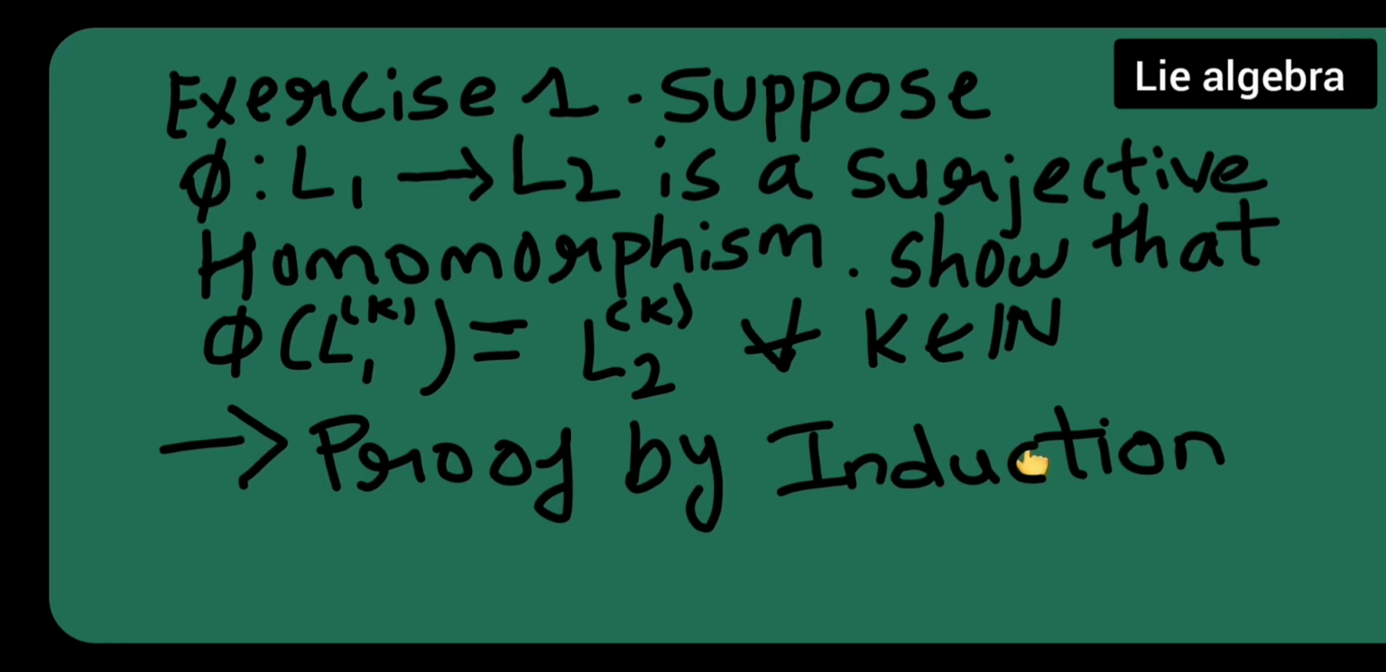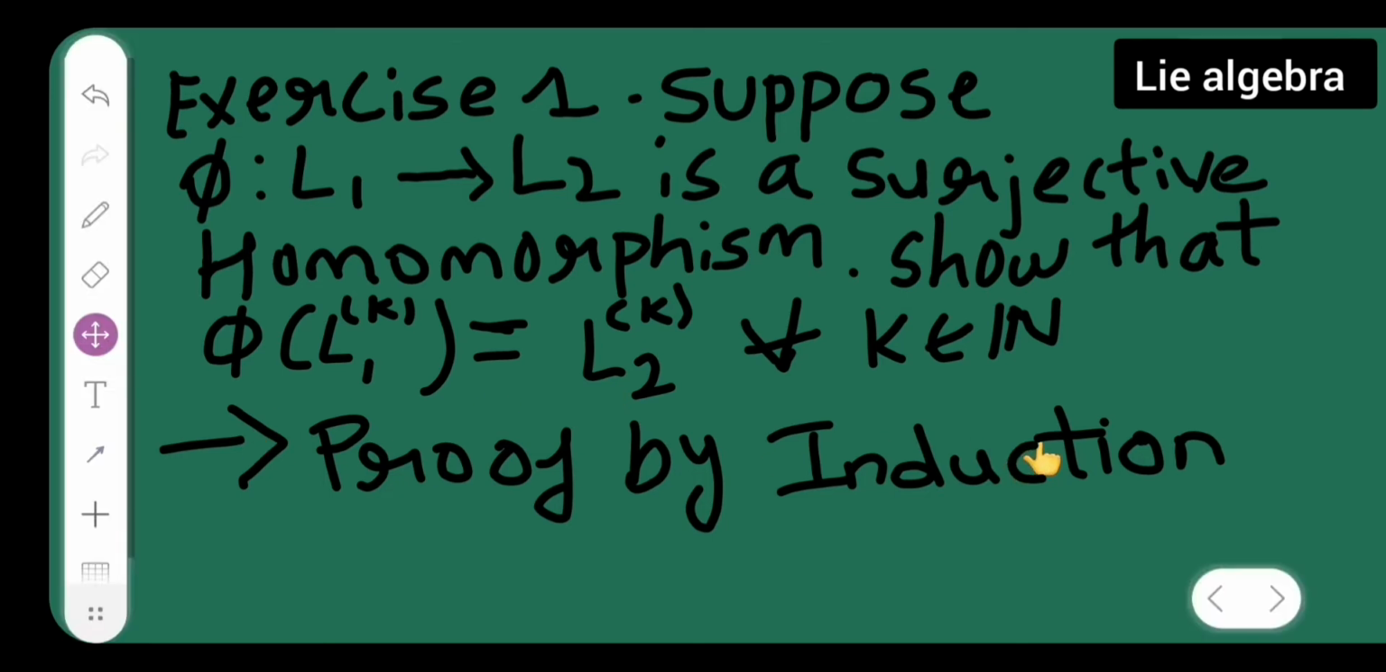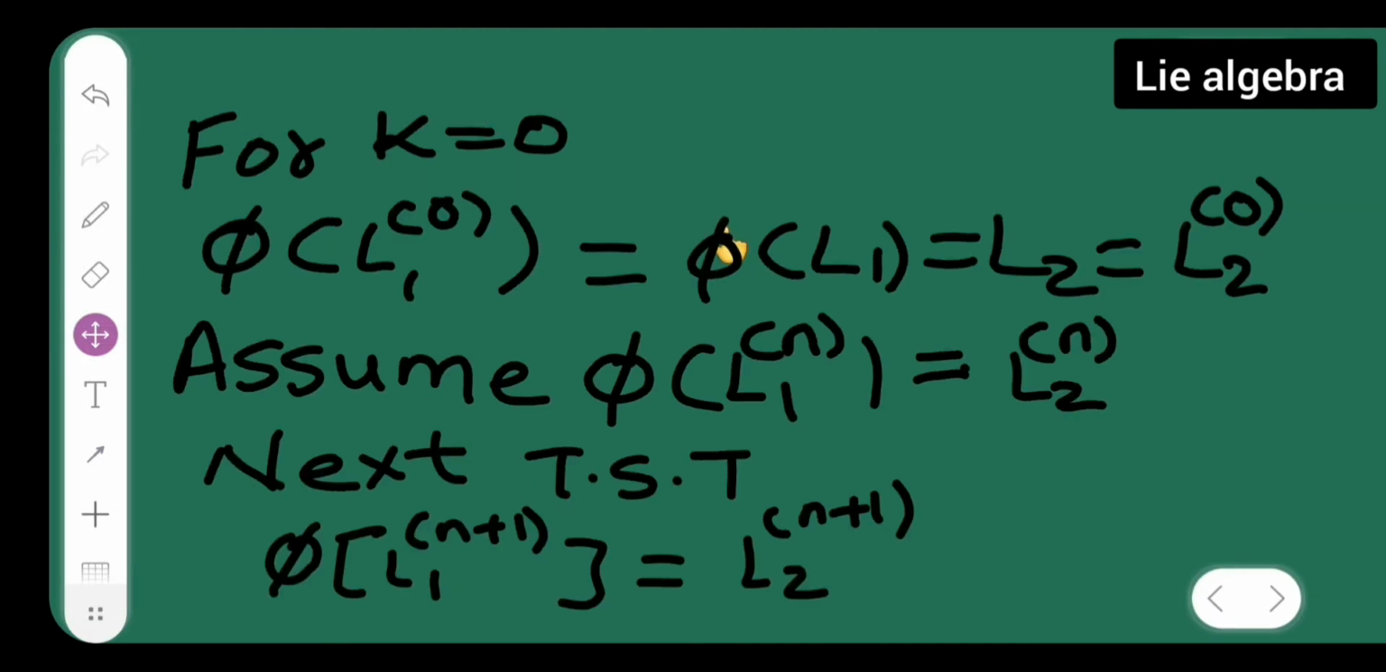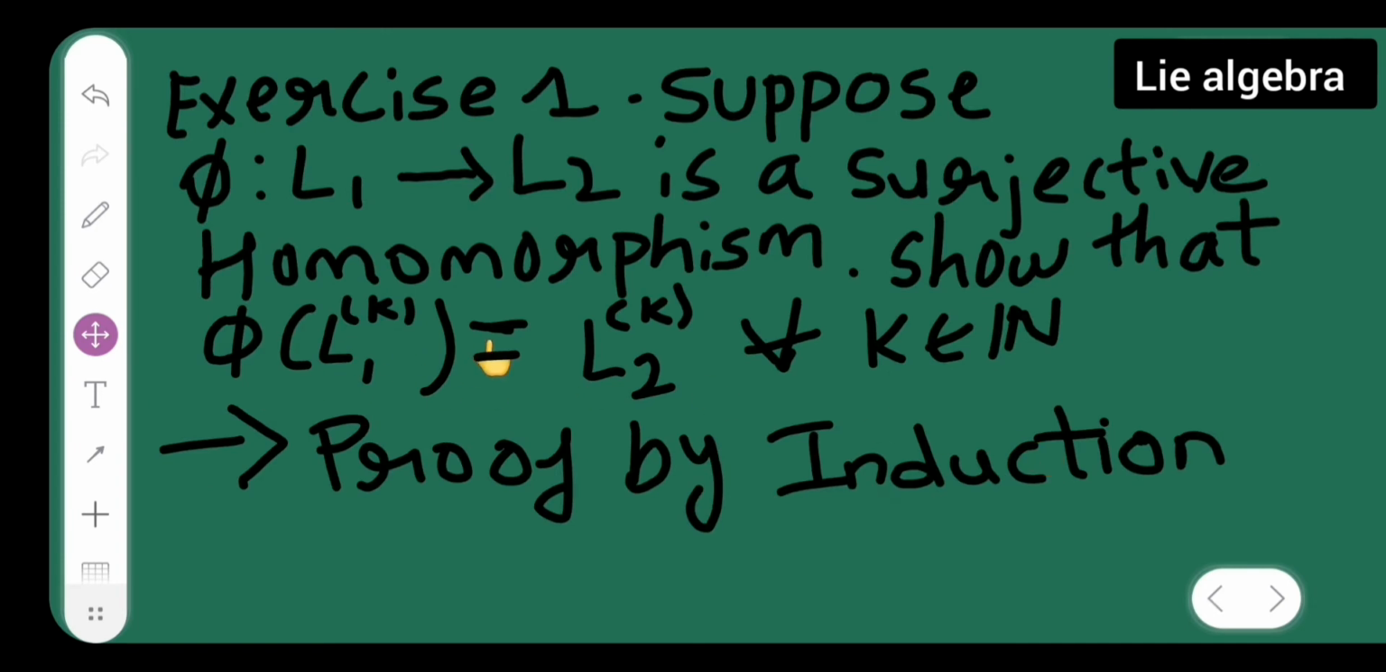Now this is proved by induction. I am going to prove this by mathematical induction. So let me start with it. What you have to do now is put k equal to 0. Now phi of L1 to the power 0. So wherever there is k, you have to replace it by 0, because for k equal to 0 it is this.